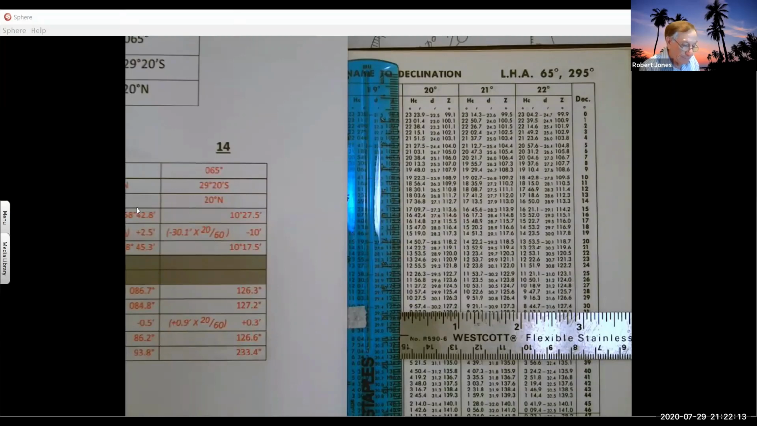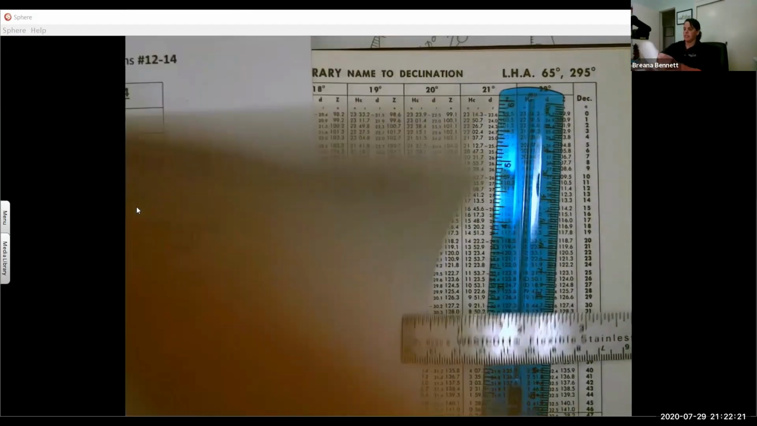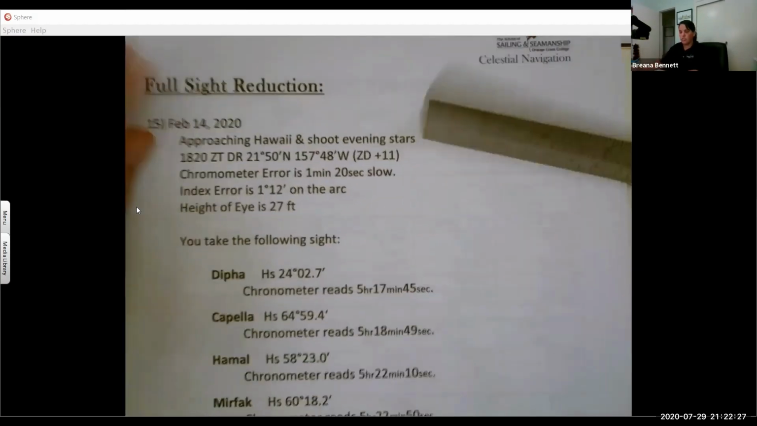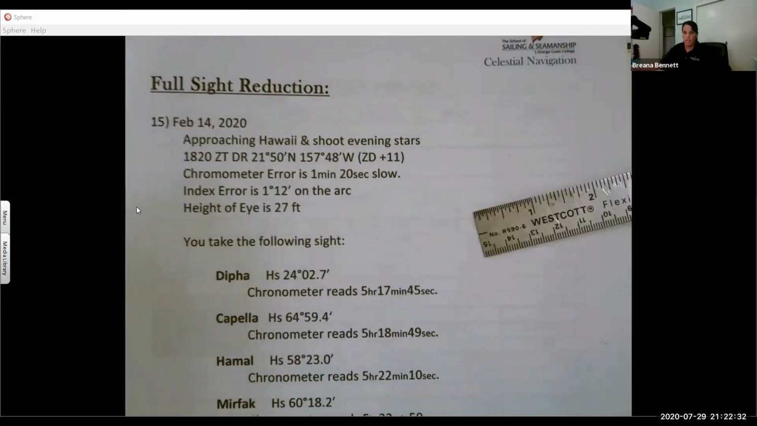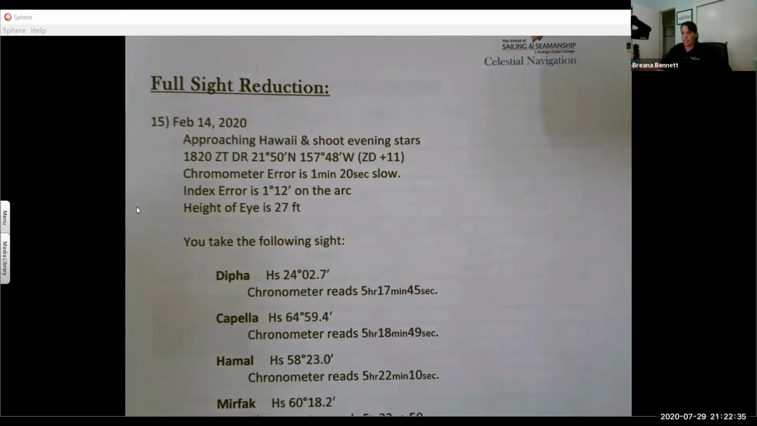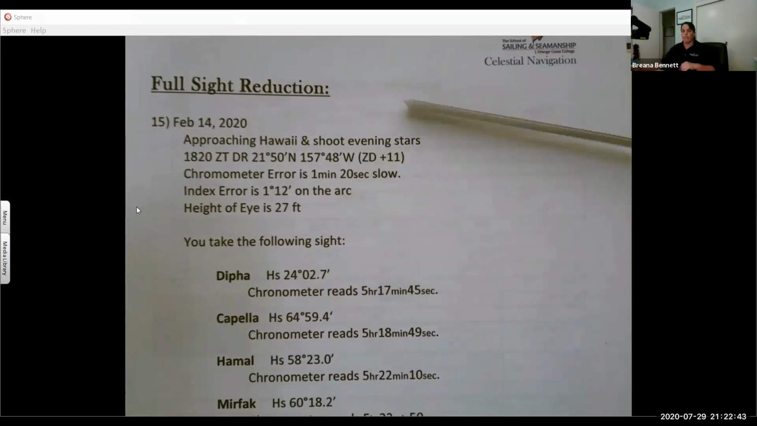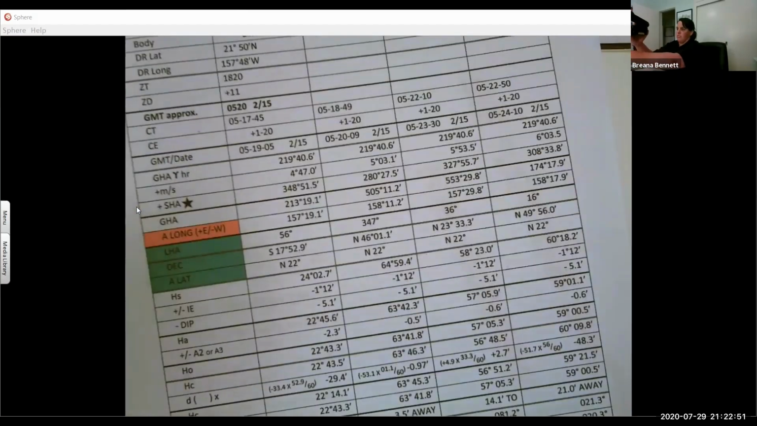Okay, well, the next part of the homework is a full sight reduction. So we are approaching Hawaii, so we're still going to use that Volume 2. And then we have a DR, a chronometer, index error, height of eye, all of the details you need to do a full sight reduction form, which is a lot of numbers.